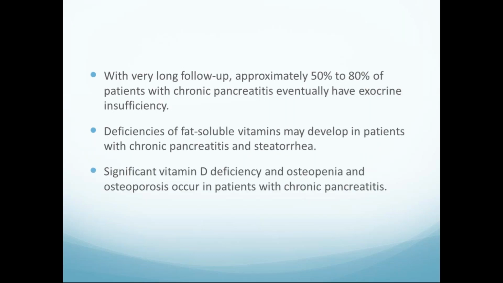So, with very long follow-up, approximately 50 to 80% of patients with chronic pancreatitis eventually have exocrine insufficiency. The endocrine process may be disturbed, but exocrine insufficiency will be 100% present in chronic pancreatitis cases. Deficiency of the fat-soluble vitamins may develop in patients with chronic pancreatitis and steatorrhea. Significant vitamin D deficiency, osteopenia and osteoporosis occur in patients due to loss of vitamin D.